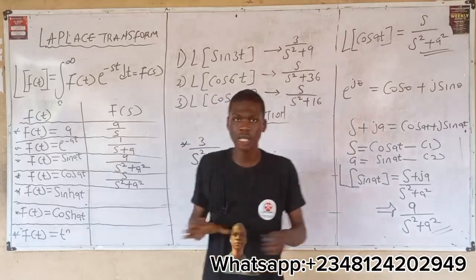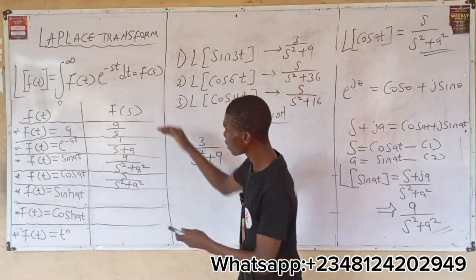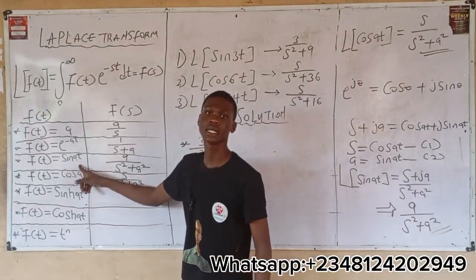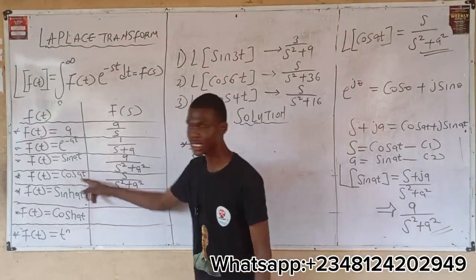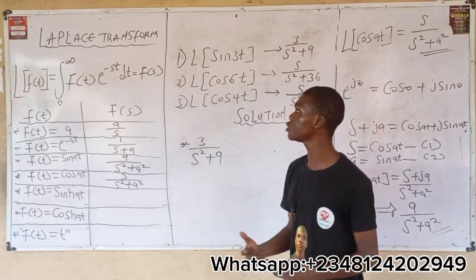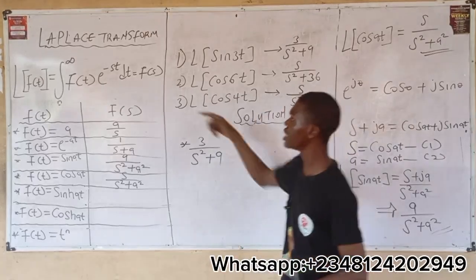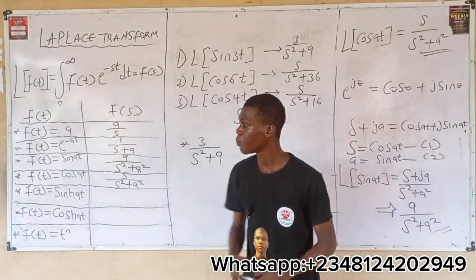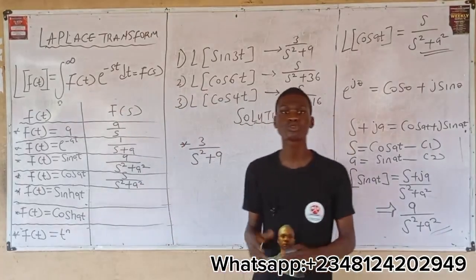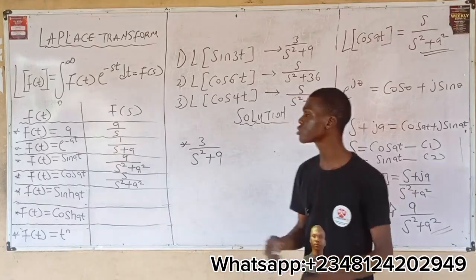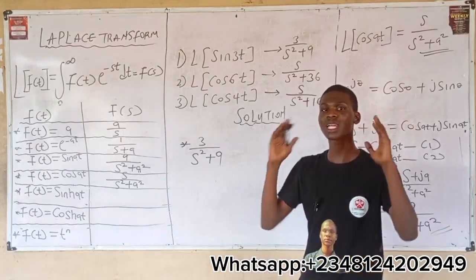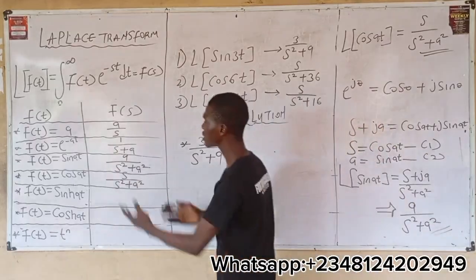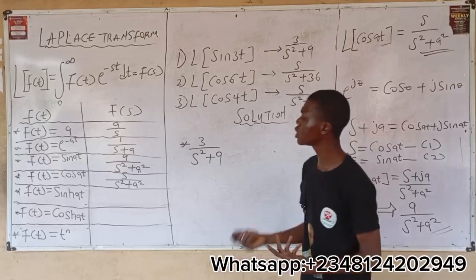Now imagine you don't know this f of t. You don't know the transform for sine at, and you don't know the transform for cos at. Meaning you have to substitute whatever function is given to you in the general integration formula which defines Laplace. But with the help of this table, you'll be able to solve any given question. So that's what Laplace transform is saying. We need to know all these derivations.